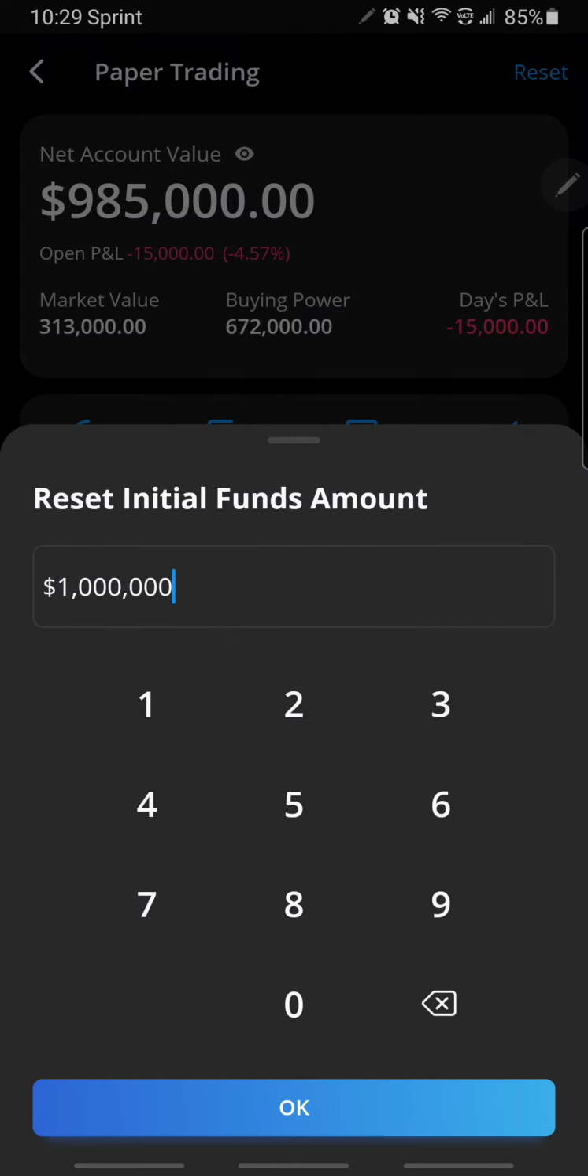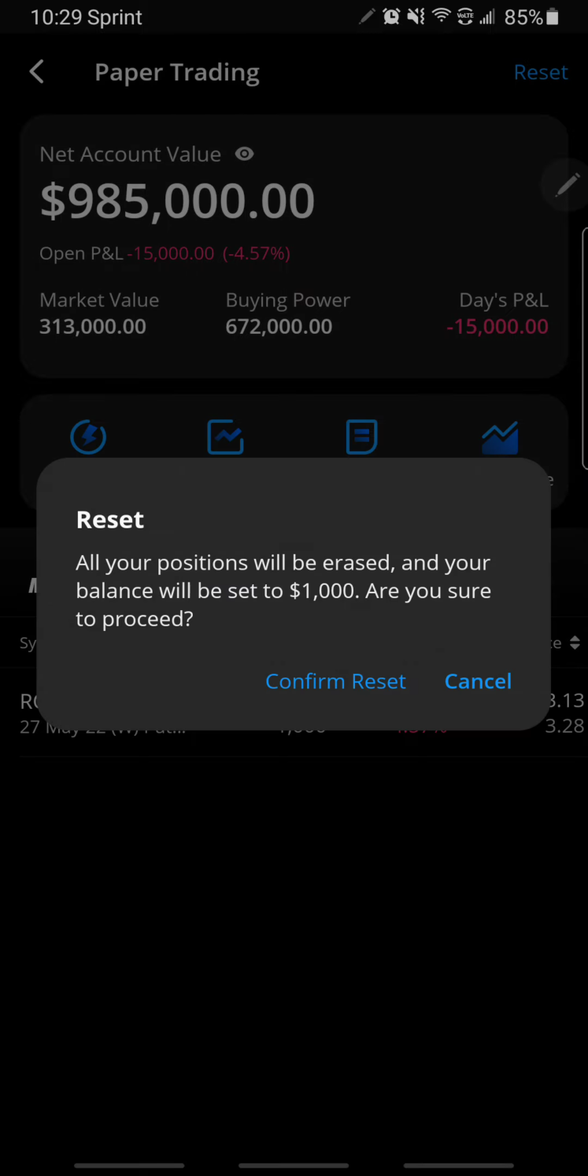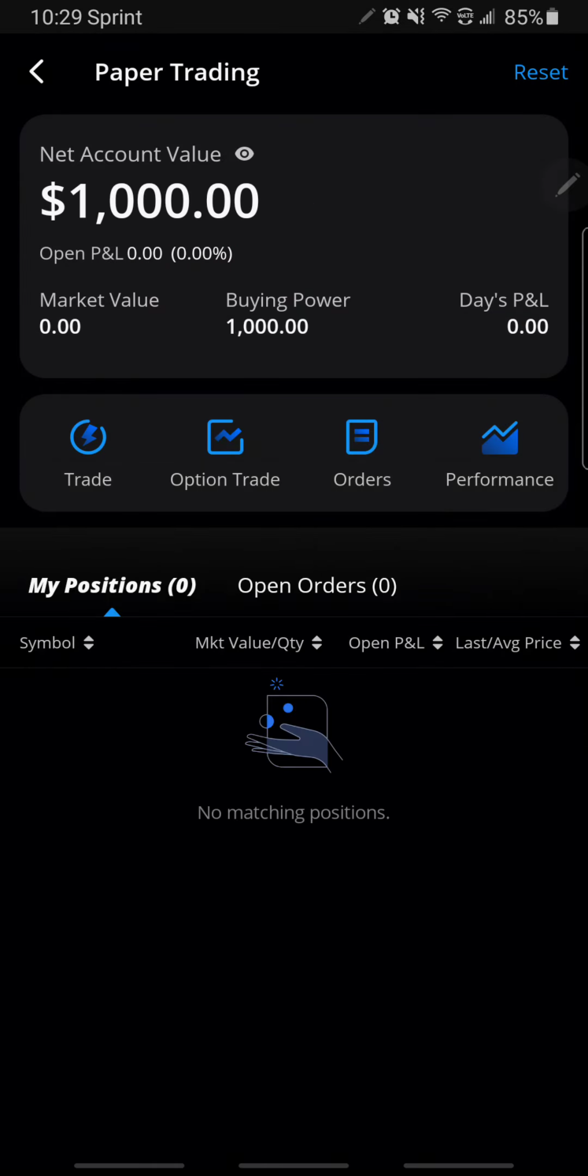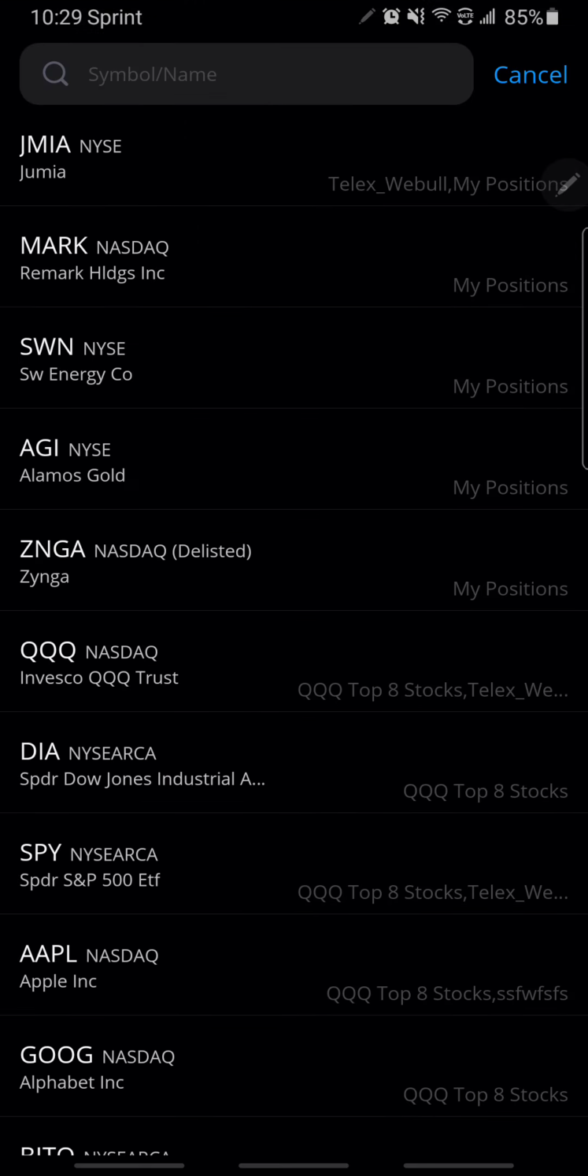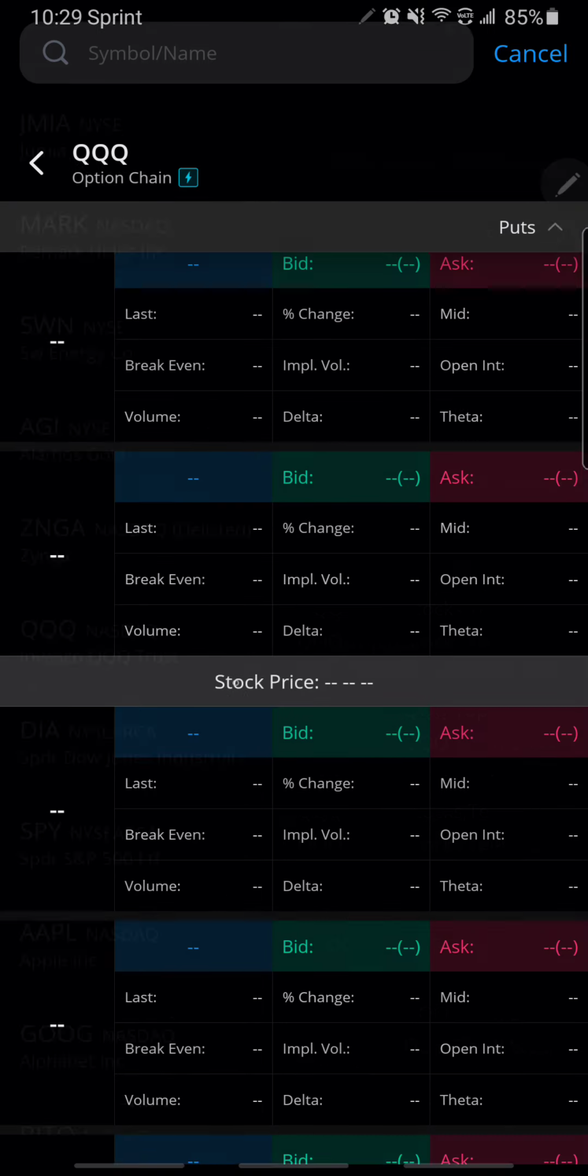Let me reset it here just to illustrate that and say, hey, maybe I can start my account with $1,000. Is that possible? All your positions will be erased and your balance will be set to 1,000. Are you sure? Yes, confirm reset. Here we go. Same thing here. I go to option trade, and now I can trade something much more within my risk management with my balance.